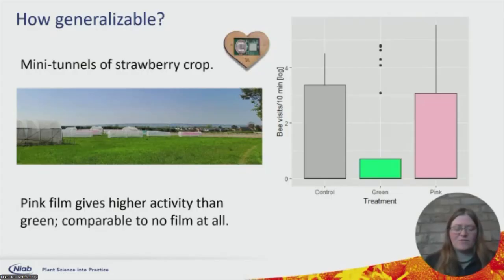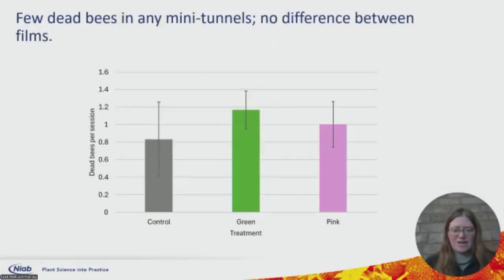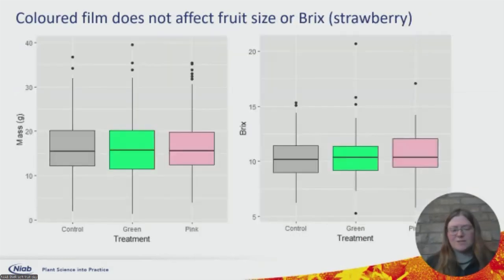Again, the pink film gave us good activity overall, comparable to the control where there was no filtering of the light. The green saw it somewhat depressed. So pink's great for the activity here. We didn't see a lot of mortality, and it was no different between any of the conditions. So no welfare issues, but no particular benefits. In terms of the crop performance, again, the berries were identical between all three conditions. So the pink and the green seem to be, again, broadly good for bee welfare, with no particular benefits to crop production.